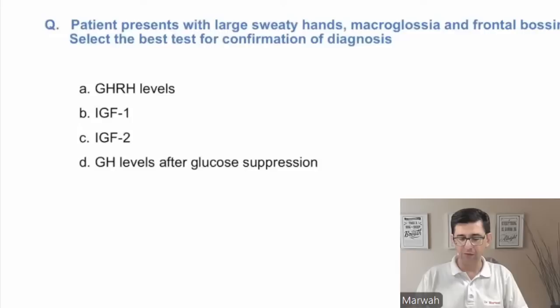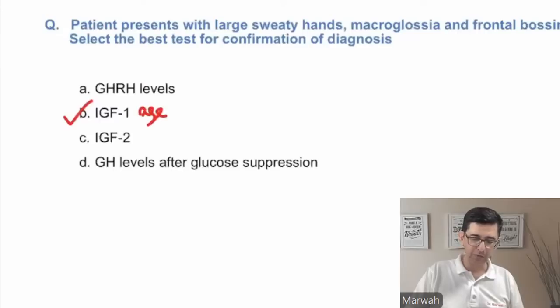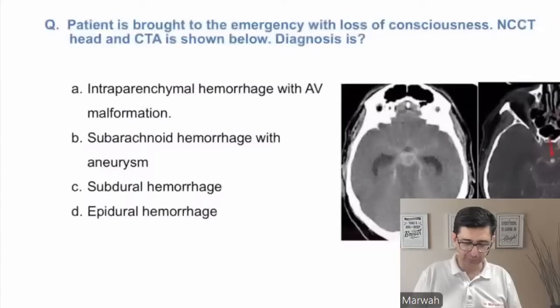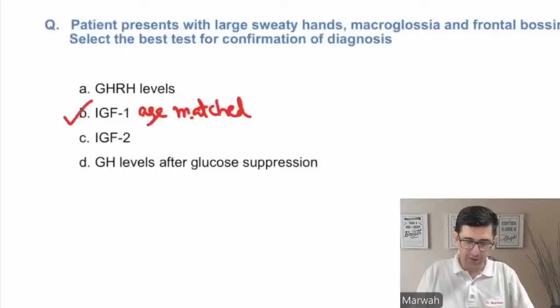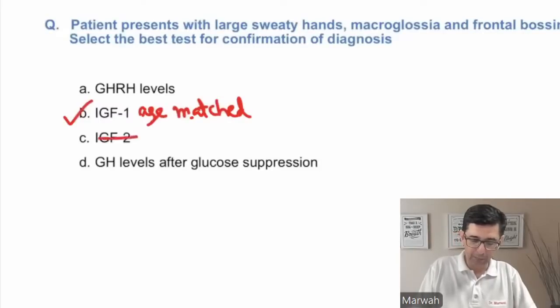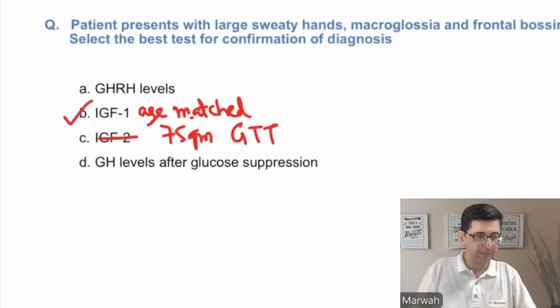Okay, guys. So we'll go in for age-matched IGF levels. Thank you, guys. This would be acromegaly and it would be age-matched levels. Find out. 75 gram glucose. Okay. Glucose tolerance test. Got it.